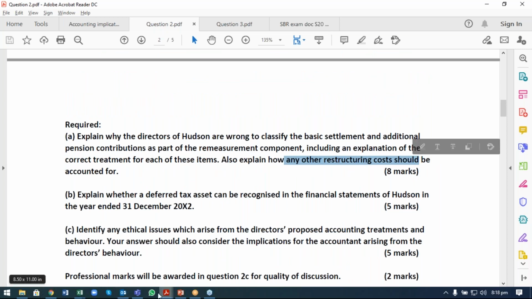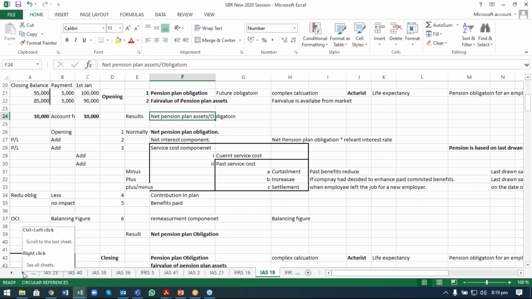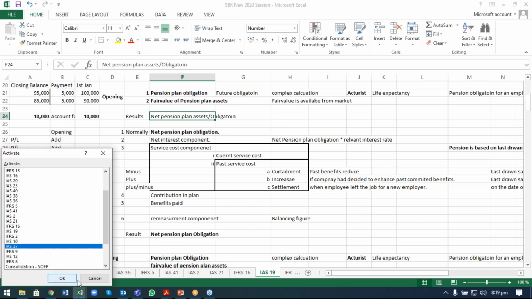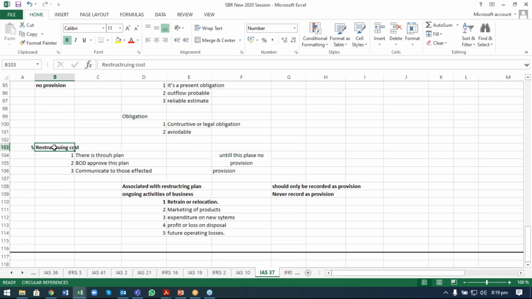So I'll be moving to IAS 37 first. I'm going to identify what IAS 37 says, and then I'm going to apply the same restructuring requirements to this case. We have this restructuring available here. When you are going to recognize restructuring under IAS 37, it recommends that there must be a formal plan of restructuring available within the company, and the board of directors must have approved that plan.